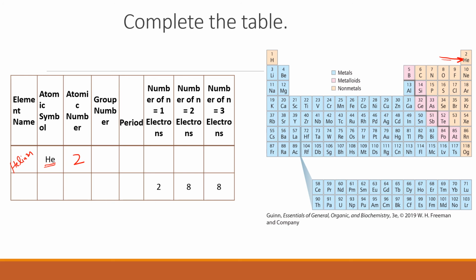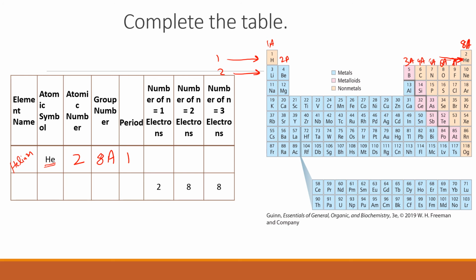Group number, I'm going to write all the group numbers, starting from this side: 1A, 2A, then this is 3A, 4A, 5A, 6A, 7A, and 8A. As we can see, helium is present in group number 8A. Period. This is the first period, that's the second period, and so on. We don't have to go farther down because helium is in the first period.